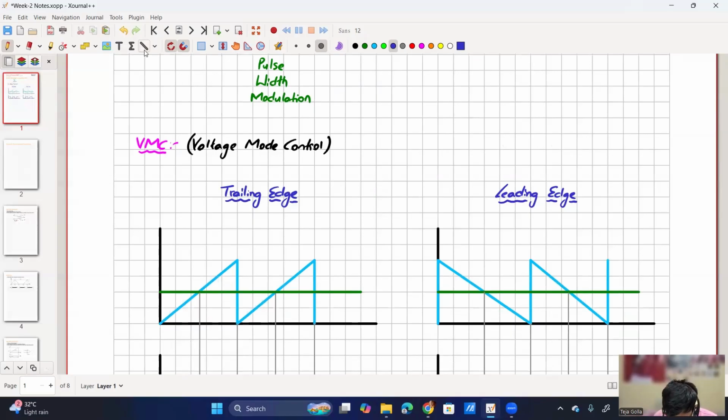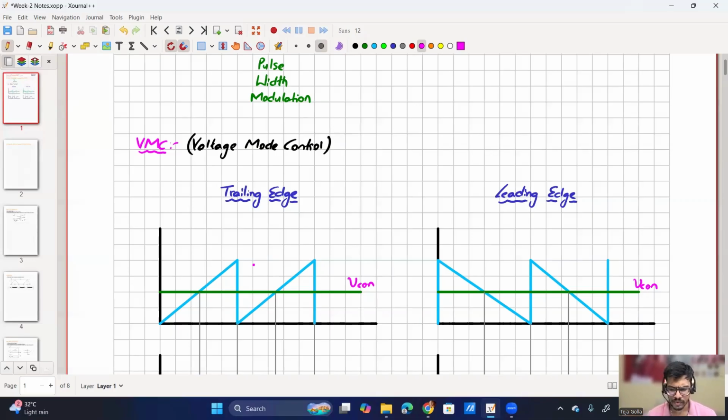So this green color waveform is the VCon control voltage, which is the output of the controller. It is compared in a different way. In the first case, it is starting from zero, so it is below the control voltage. That's why the edge is trailing. It is called trailing edge. In the second case, it is starting at a higher value compared to the control voltage, so it is leading. That's why it is called leading edge.